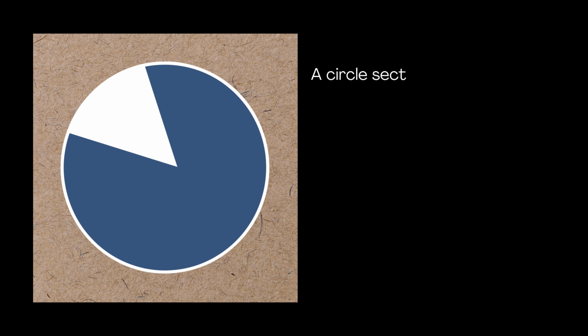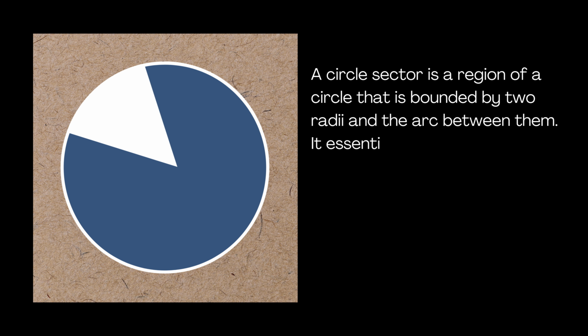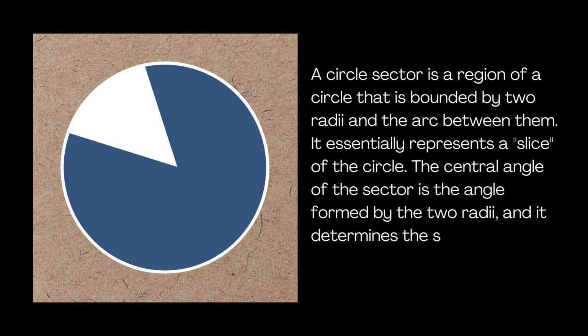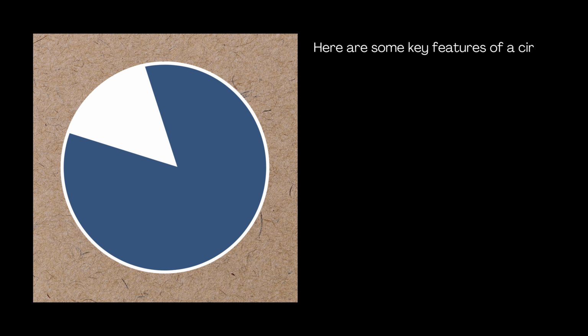A circle sector is a region of a circle that is bounded by two radii and the arc between them. It essentially represents a slice of the circle. The central angle of the sector is the angle formed by the two radii, and it determines the size of the sector. Here are some key features of a circle sector.